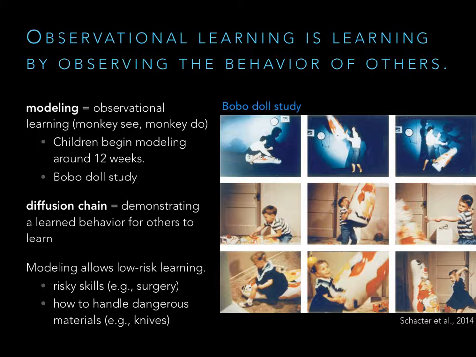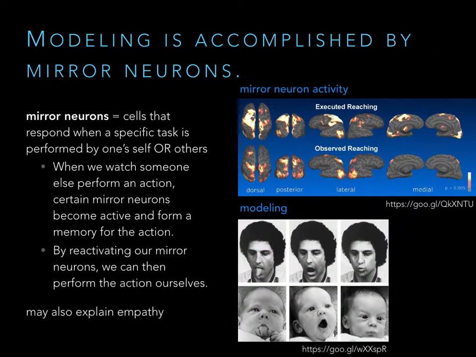Now, how does this work? How do we learn by observational learning? All right, we create those cognitive maps using place cells. Well, we have mirror cells or mirror neurons that respond when an action is carried out either by ourselves or someone else. You see a similar pattern of activity.